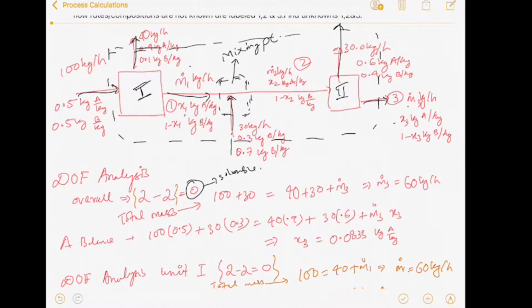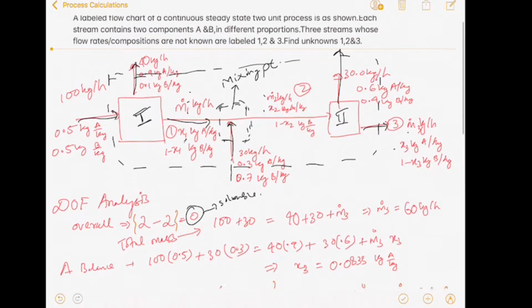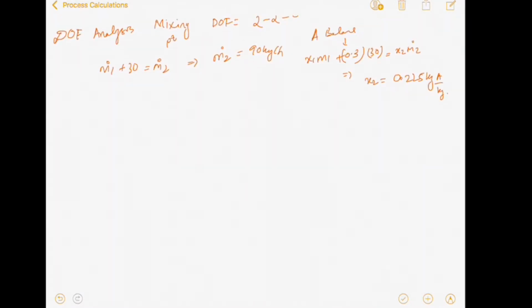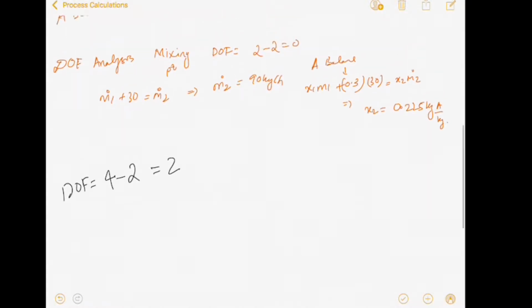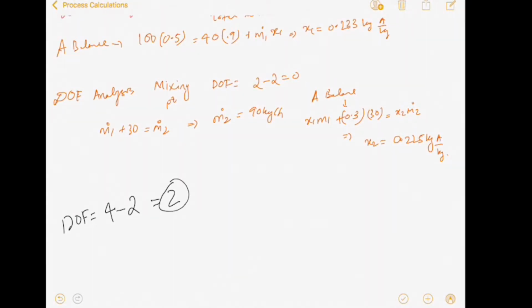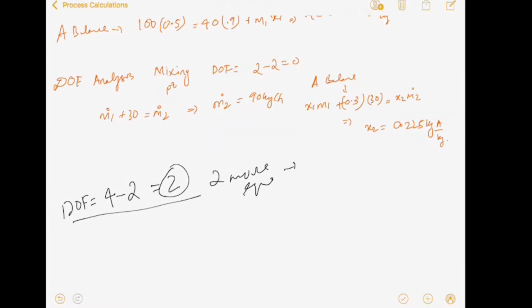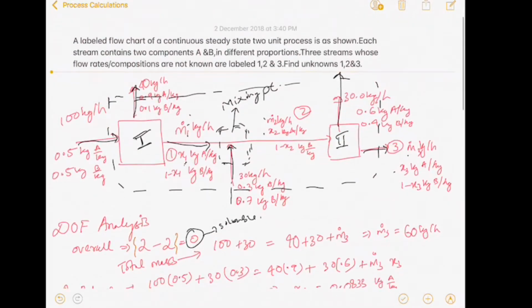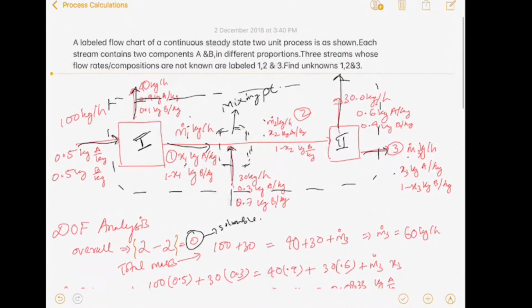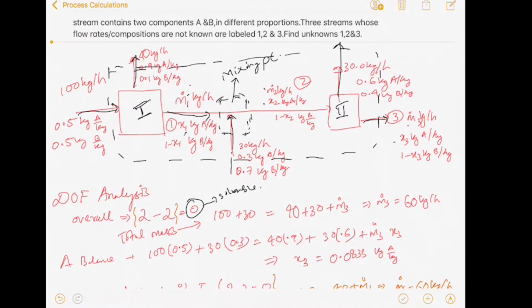Similarly, for the mixing point, you can see 4 unknowns: M1 dot, X1, M2 dot, X2. The corresponding degrees of freedom would be 4 minus 2, it's 2. It's not solvable. We need 2 more equations to solve that unit. So obviously we can't start from the mixing point.